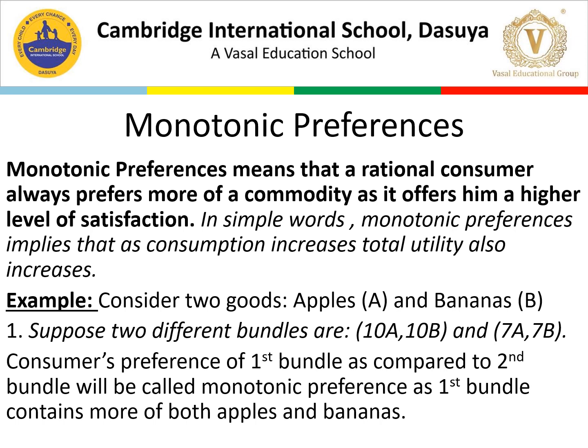So the first bundle as compared to the second bundle will be called a monotonic preference, as the first bundle contains more of both apples and bananas. Being a rational consumer, we always prefer to have more of both apples as well as bananas. I hope this is clear to you. So monotonic preference means the level of satisfaction we get when we have more units of commodities; we prefer more satisfaction with more commodities. So let's move to the next thing.